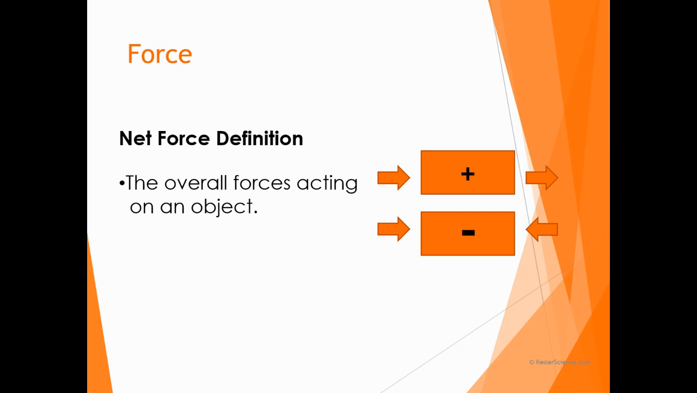So net force is defined as the overall forces acting on an object. And you can see in this first top box here, we've got an arrow to the right and another arrow to the right. And those mean that you're going to add those two forces together because they're both acting to the right. In the other example here, we've got one force that's pointing to the right and one force that's pointing to the left. So they're actually opposing each other. So you're going to subtract those two forces when you're trying to figure out what the net force is. So let's consider a few examples.